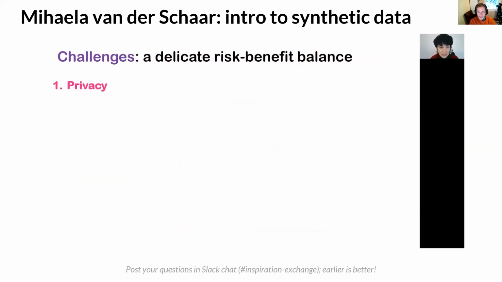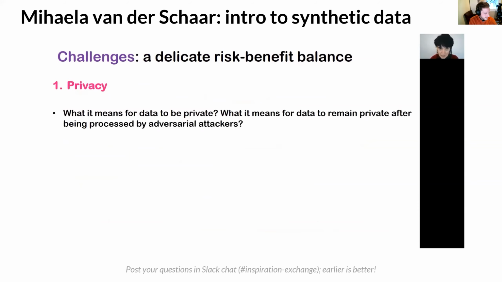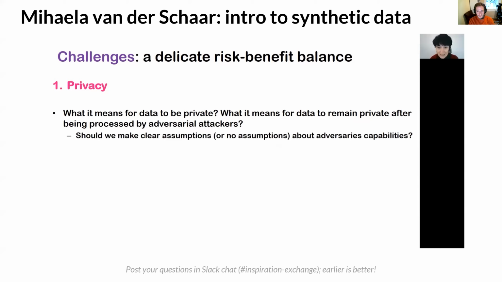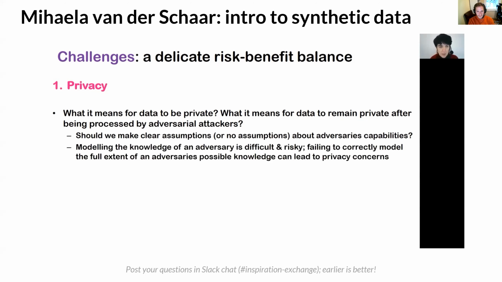Let us start with the focus on privacy and the challenges associated with defining synthetic data with privacy guarantees. What does it mean for data to be private? What does it mean for data to remain private even after being processed by a potential adversarial attacker? Should we make clear assumptions about the adversary capabilities, or shall we make no assumptions? Modeling the knowledge of an adversary is difficult and risky, and failing to correctly model the full extent of an adversary's possible knowledge can lead to privacy concerns.